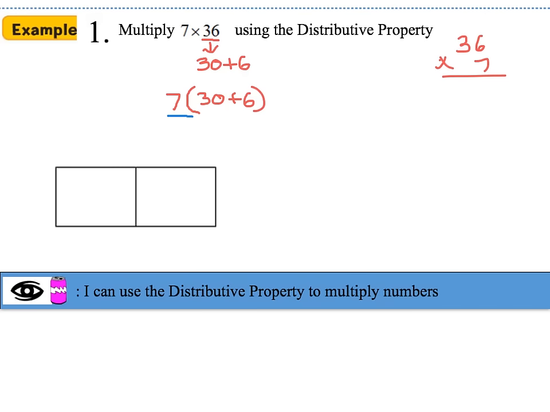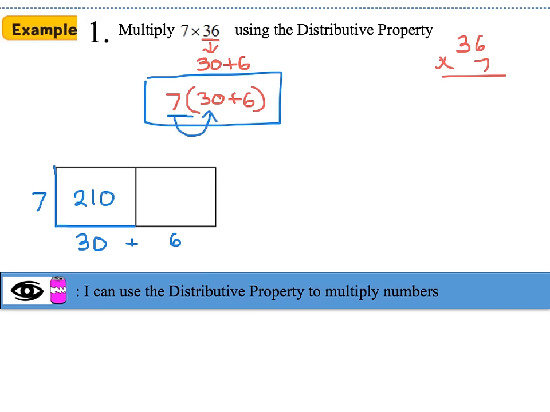So using my model, I notice that I have parentheses in this problem right here. What I can do is assume that these are the outside numbers of my model. So the 7 is going to go here. The 30, that's how long this side from here to here is worth 30. And the last part of the box is worth 6. So this is saying 30 plus 6 on the bottom, and this side is worth 7. We can find the area of the first rectangle by doing 7 times 30, which is 210. That's the same thing as us doing this, 7 times 30, which is still 210.